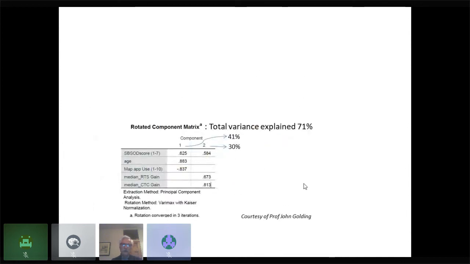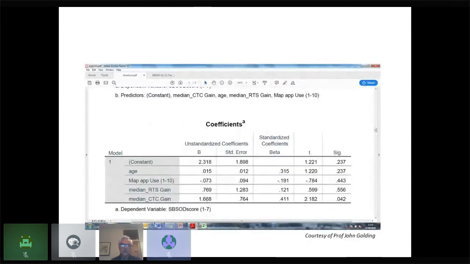So how do we bring all these parameters, all these correlations, together? One way is with factor analysis, and we actually put all the variables in, and this model explains 71% of the variance. We had basically two components. The first component grouped the Santa Barbara sense of direction score, the age of the subject, and how much they use the map apps. The second component, which explained 30% of the variance, also included the Santa Barbara score, but it did include both vestibular navigation tasks, the RTS, and more significantly so, the CTC, the round the block task.